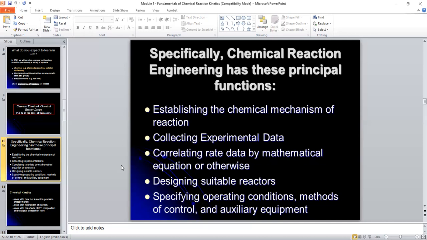And these are very, very important to us, especially to us chemical engineers, because we are chemical engineers. We're not just any engineers. So these are the things that we need to know.